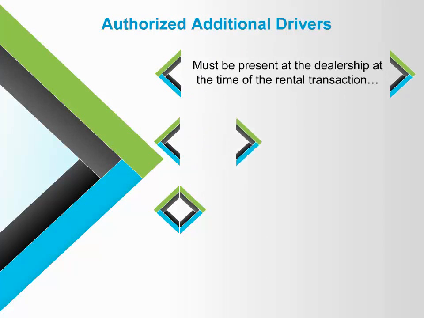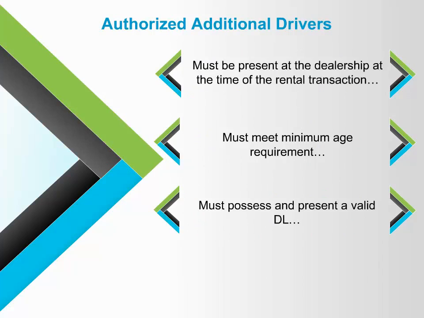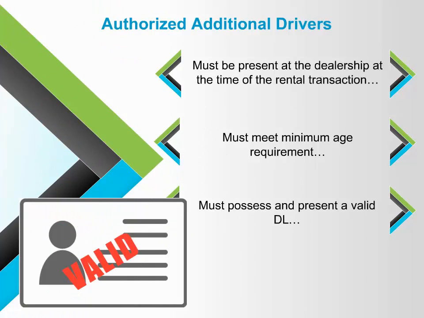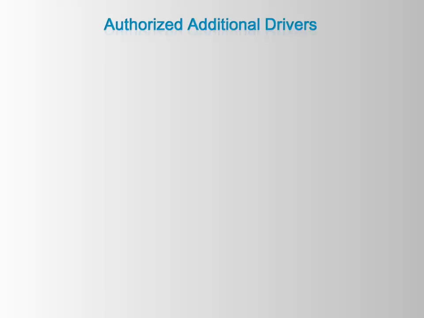The same requirements you apply to your renter must also be applied to any additional driver you wish to authorize and list on the rental agreement. Each authorized additional driver must be present at the dealership when the rental transaction is being conducted. You are required to view and verify the additional driver's license, to confirm the license is valid and has no driving restrictions, as well as to confirm the additional driver is at least 21 years of age or older unless the minimum age is otherwise dictated by state statute.